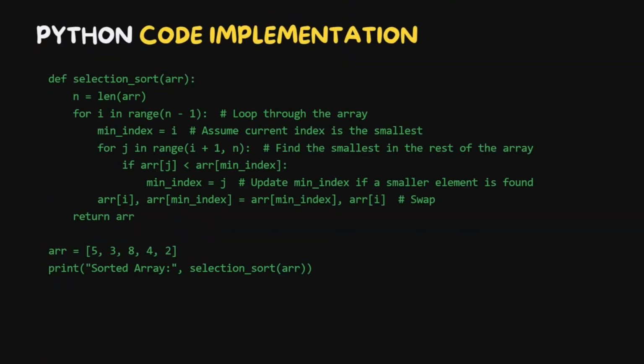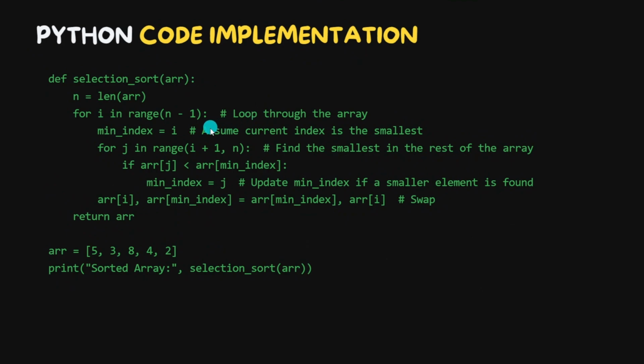Now that we understand the logic, let's write the Python code for selection sort. This is the Python code for selection sort. So now let's go through the code line by line to understand how it works. In the first step, selection_sort(array), we define a function selection_sort that takes an array as an input. In the second step, for i in range(n-1), we loop through the array considering i as the index of the first unsorted element.